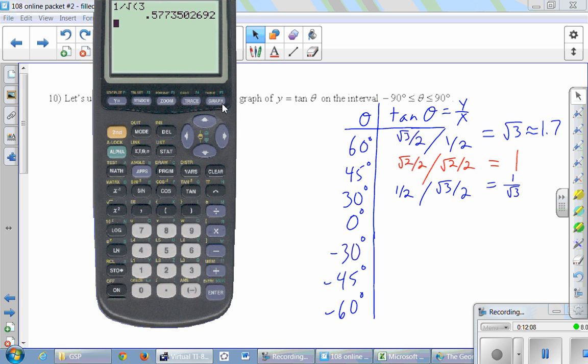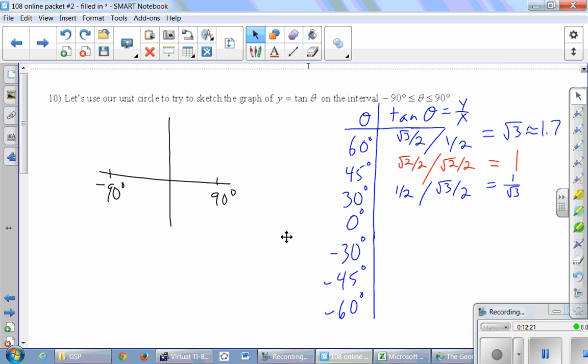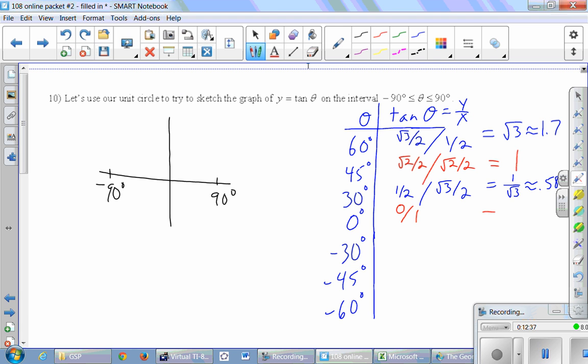One thing you might do, just to double check and make sure that everything is hunky-dory, is actually type in tangent of 30 degrees. I think we're still in degree mode, but let's just double check. That's fine. And so we should get the same thing, 0.5758, we'll say. Okay, and then for the 0-degree angle, you're still doing the y divided by the x. The y in this case is 0, and the x is 1, and so all told that is 0.